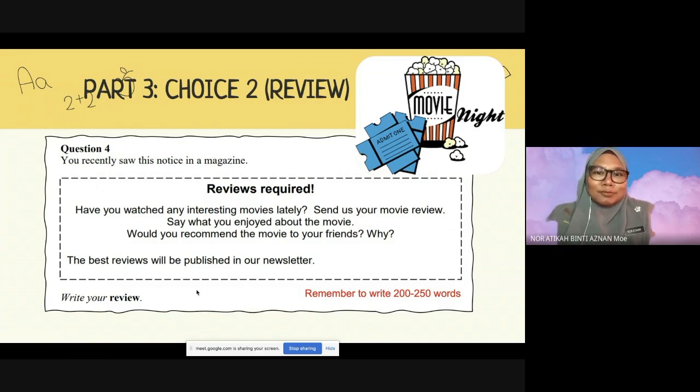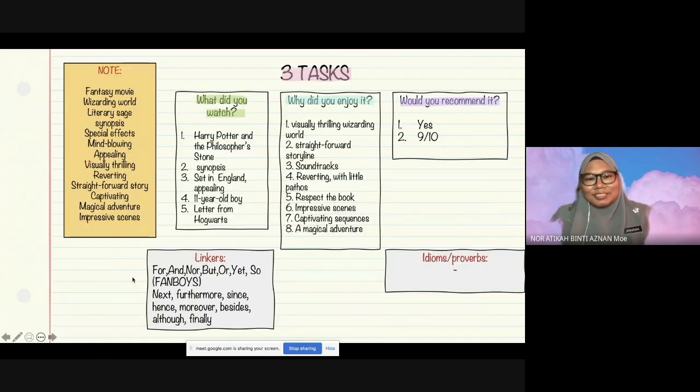So what do you think, the movie of my choice? Okay, let's have a look. Ta-da! So I chose Harry Potter, and it's the first movie, Harry Potter and the Philosopher's Stone. Here I forgot to write why I recommend it, but I did write it in my essay. There is no proverb or idioms I use here. I didn't find anything that is relevant or suitable to be put in the essay, so I leave it out. And let's take a look at the sample answer.